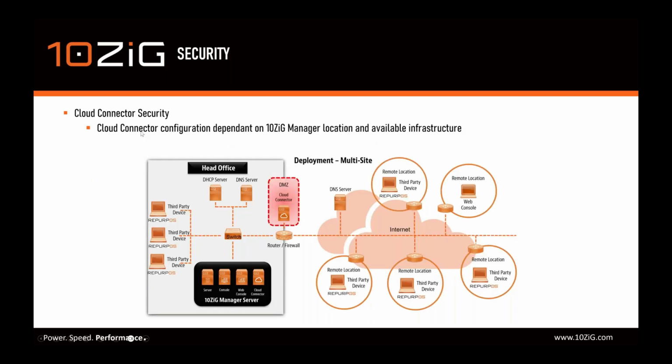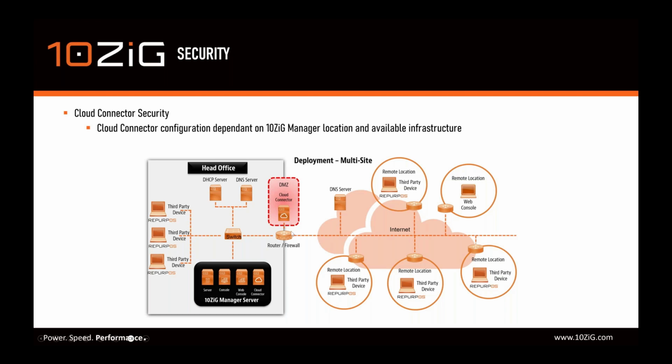So ideally, if you're using the cloud connector, and again, this is dependent upon your infrastructure available, you might have the 10ZiG Manager server here on the inside network, and then devices connected to it internally. We've then got a DMZ with another instance of the cloud connector. So any external devices are ideally connecting to the cloud connector here in the DMZ, and then that is connected to the internal 10ZiG Manager server to bridge the communication between those locations. So this is kind of like the best scenario for deploying the 10ZiG Manager for external access. But again, it's dependent on whether you've got that available.